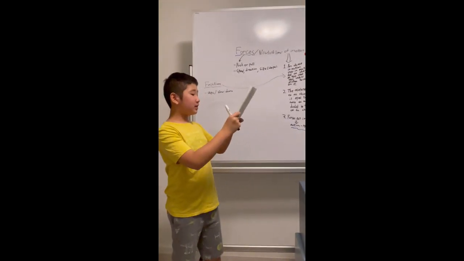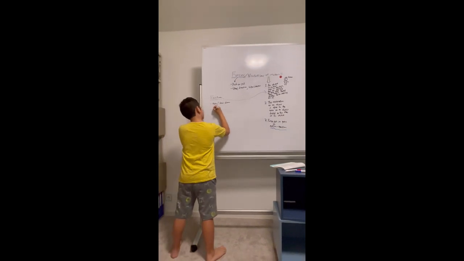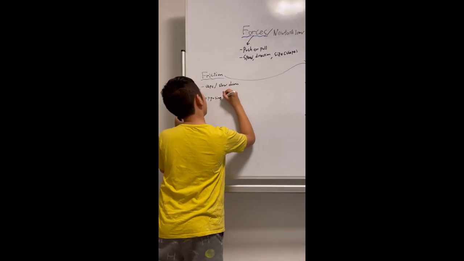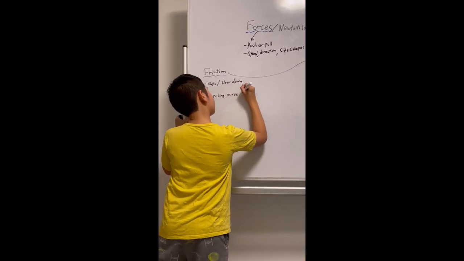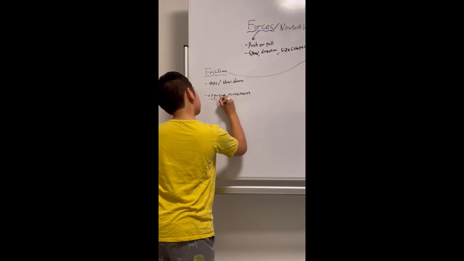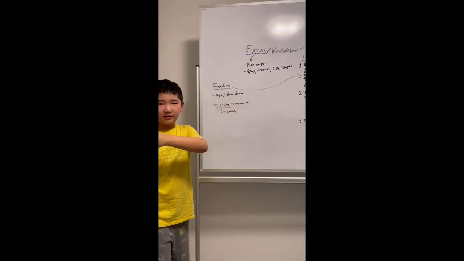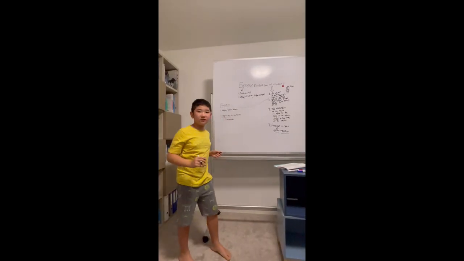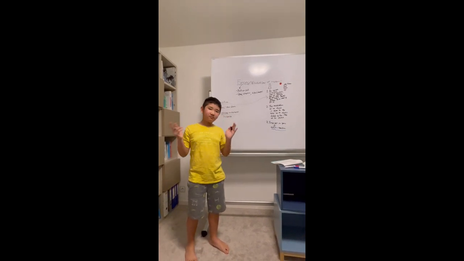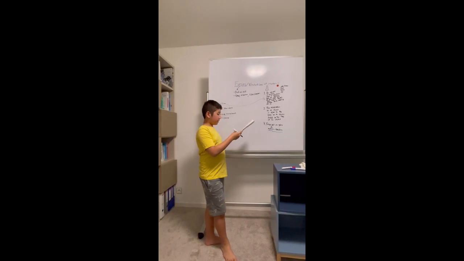So friction is like the opposing movement. What do you think when you hear the word opposing? Opposing means opposite. You know what opposite means? Opposite means the other thing. So if there's an S, the opposite of S would be an N. So that's that. It's opposing force.